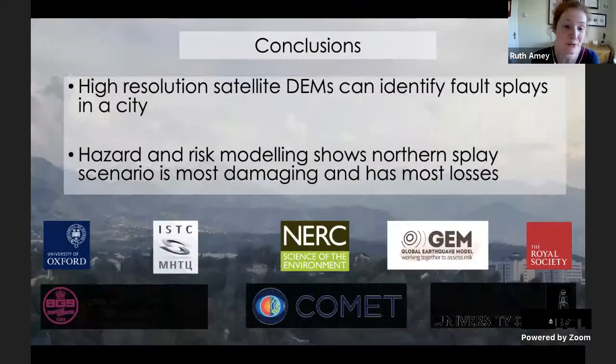And next, for my conclusions, we've created high-resolution digital elevation models and used these to identify fault splays in Almaty. And this is important to do because, as we've seen, even if the earthquakes that occur on these were to be much smaller than large events in the high mountains, they can be a lot more damaging because they're so close to the city.